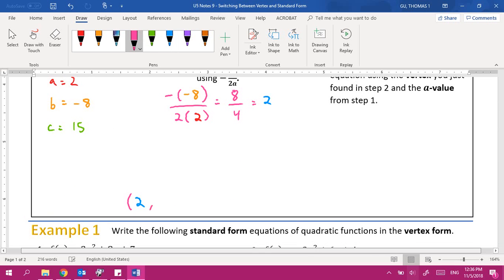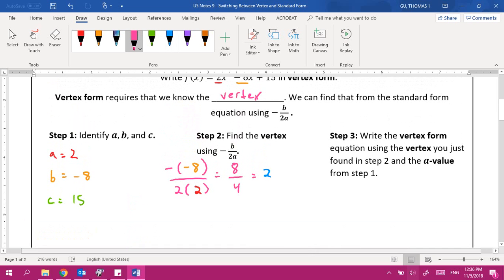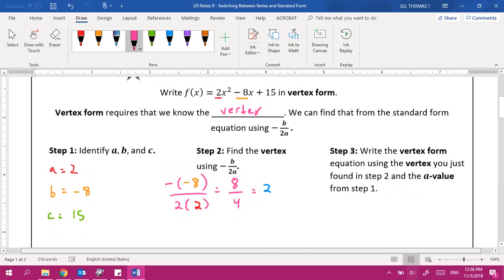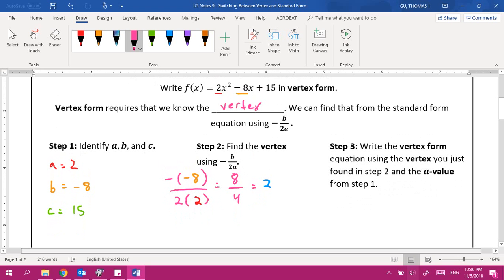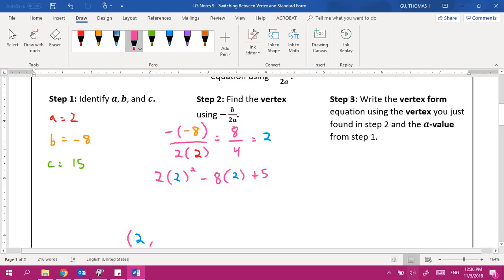All right, now we need to find the y value. And how do I find the y value from that? We plug that 2 back in for anywhere we see x in the original equation. So it's going to be 2 times 2 squared minus 8 times 2, right, plus 15. And so once we solve this equation out, that will be the y value. So what do we need to do first, though, in that first term? Square. We need to square it first. So what is 2 squared?